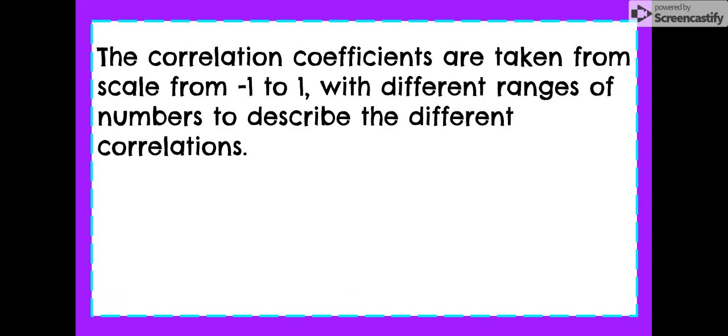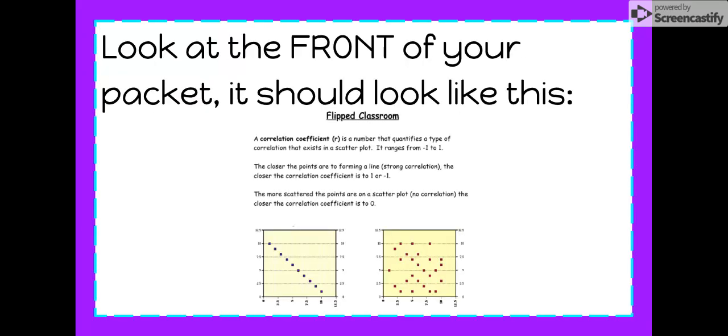The correlation coefficients are taken from a scale from -1 to 1 with different ranges of numbers to describe these different correlations. Today we're going to look at the specific range of numbers that represent all the different types of correlations. So I want you to take out your packet and look at the front, and we're going to look at these a little bit more in depth. So we're going to look at the first part.